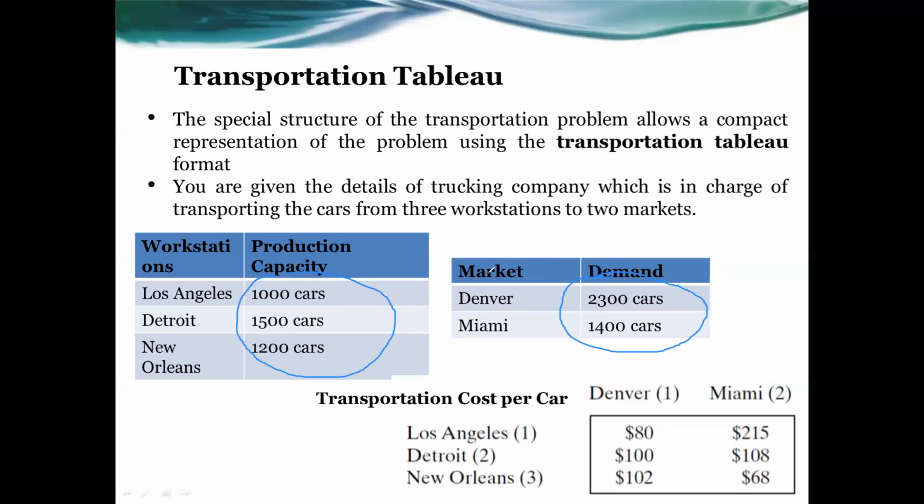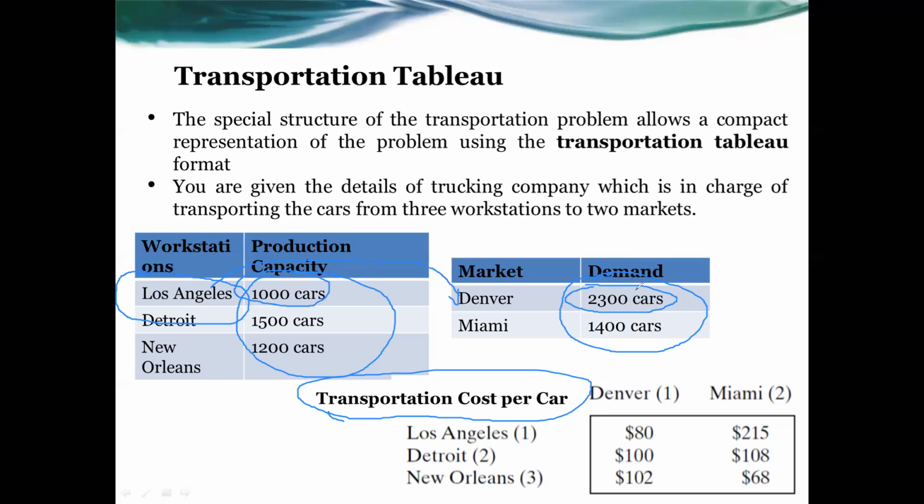Okay, right. Now what is the other piece of information we need to know? The other most valued information is that we need to calculate the transportation cost from each warehouse or each workstation to each market. For example, how much we have to bear as a transportation cost if we try to deliver our produced cars to the market called Denver? That means the Los Angeles workstation produces 1,000 cars and the Denver market requires 2,300 cars, right?